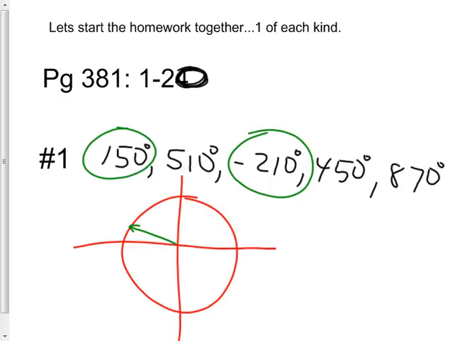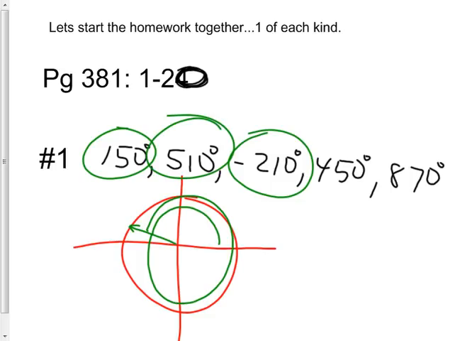510, how do you know that? Can you prove it? You take the 150, you don't subtract. You take the 150 and then add 360 to it. It's like you go here and then you go 360 degrees more, 360 plus 150 is 510. Yes, that is the same. That's coterminal also.